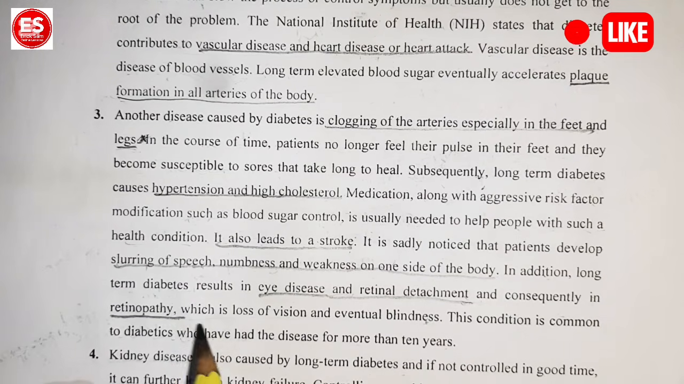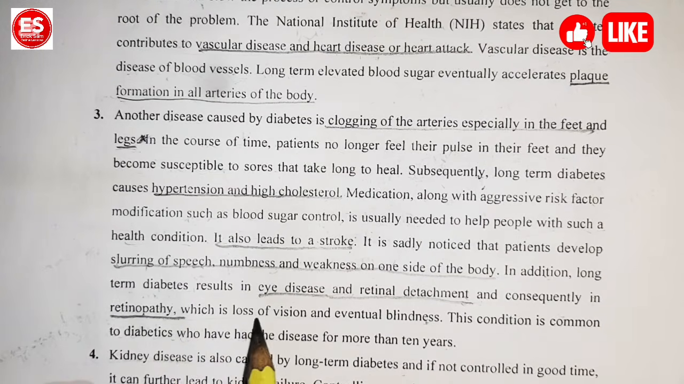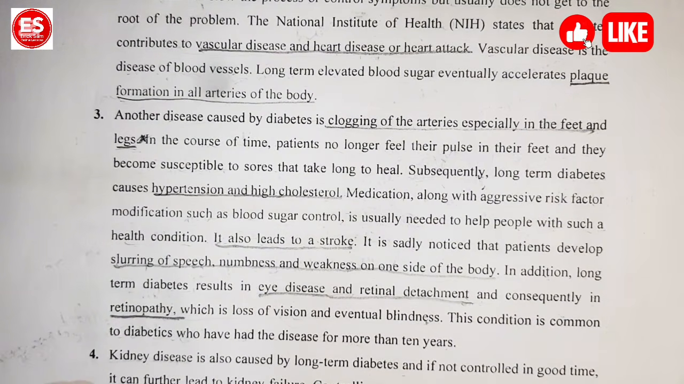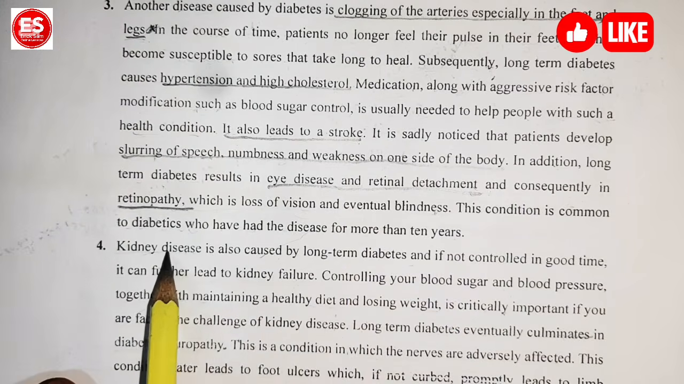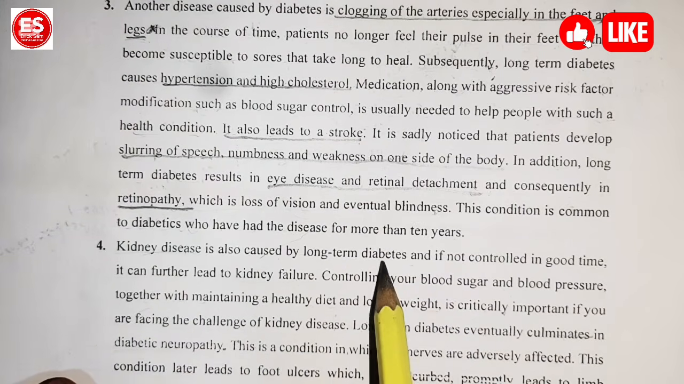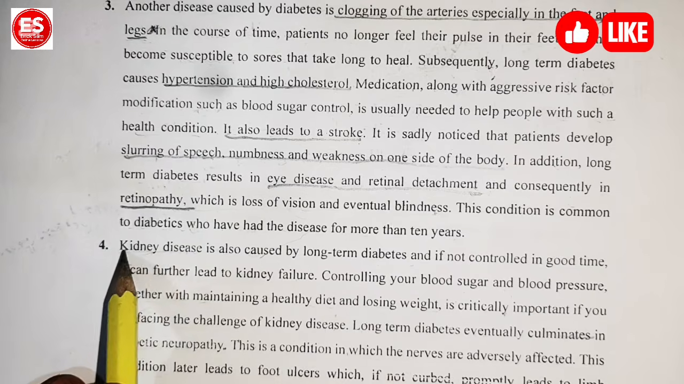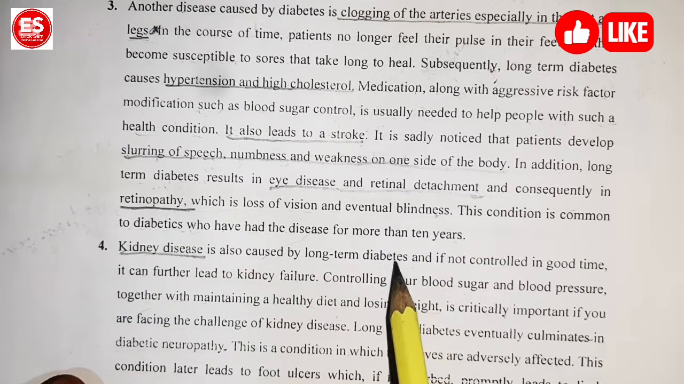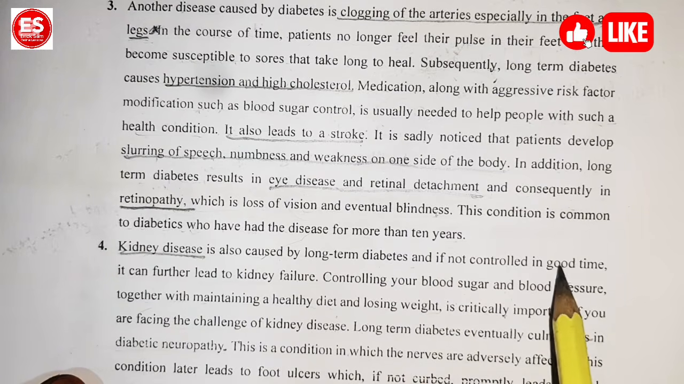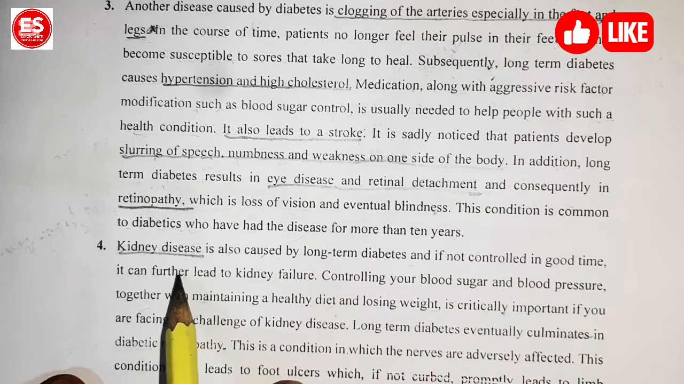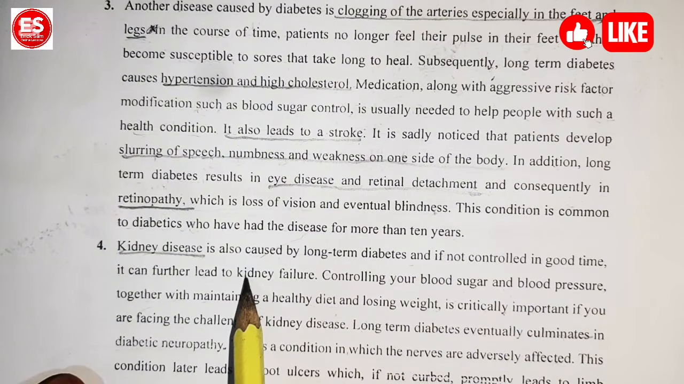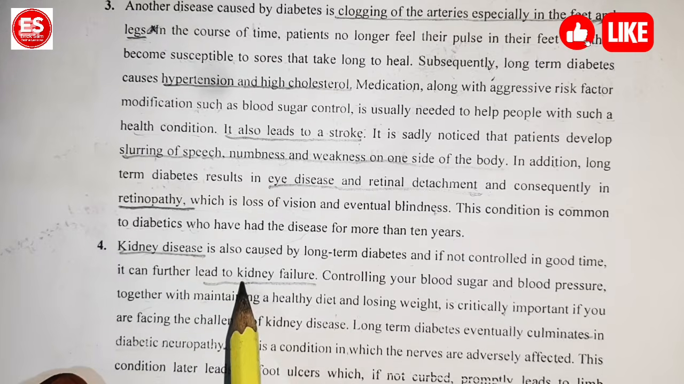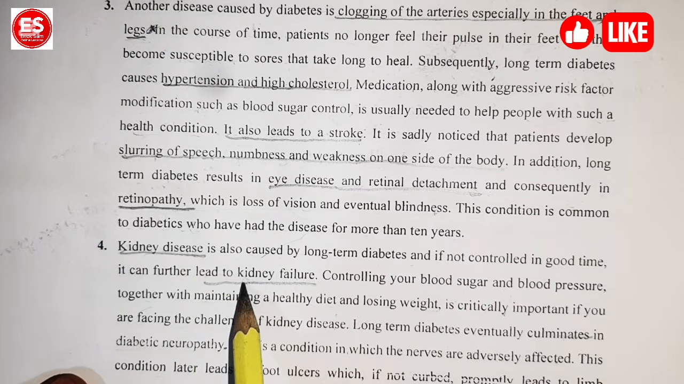So the condition is what? The retinopathy, the one which is also known as the loss of vision or blindness, the one that leads to blindness. Kidney disease is also caused by long-term diabetes, and if not controlled in good time, it can further lead to kidney failure. So kidney disease leads toward kidney failure if not controlled.